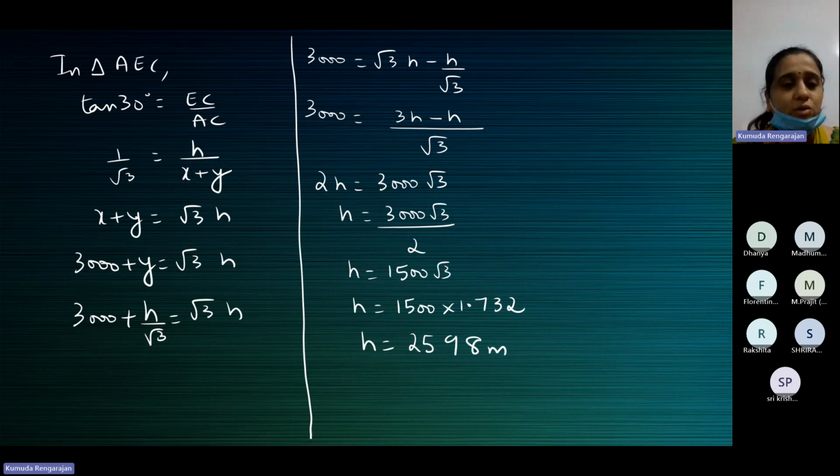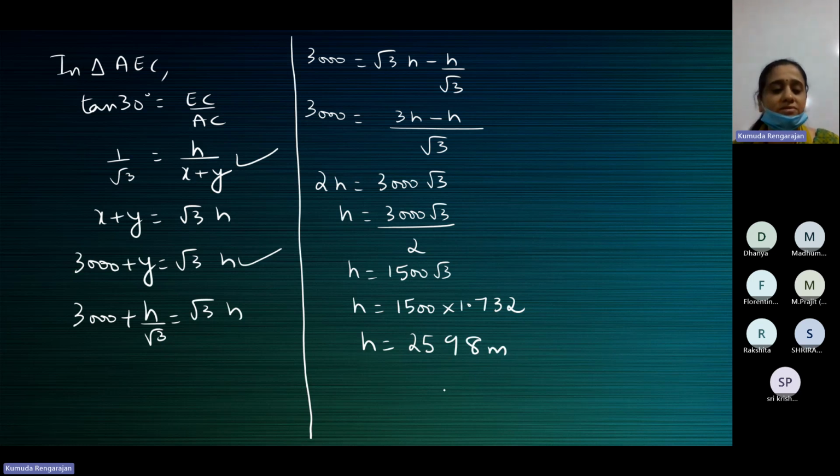So from the next triangle, you get this one. And then x is 3000. So like this we have. So here instead of y, from the earlier equation, use h by root 3. And work to find the value of h.